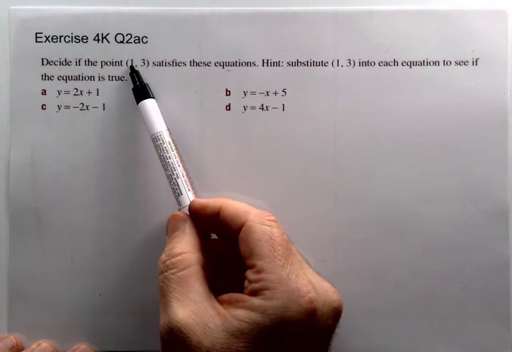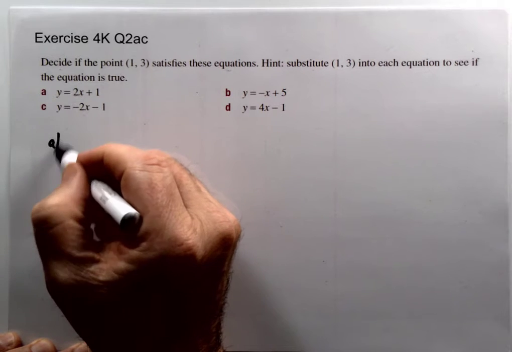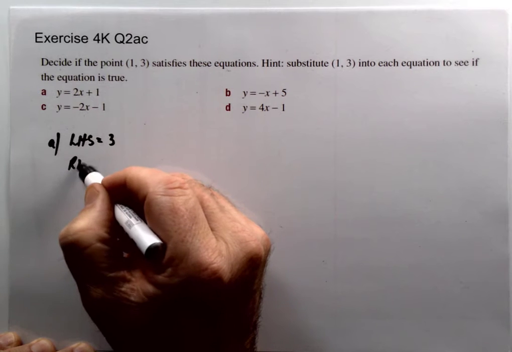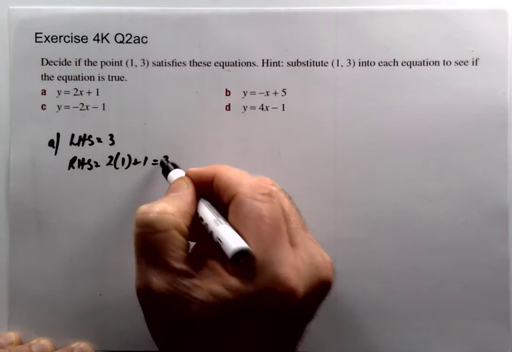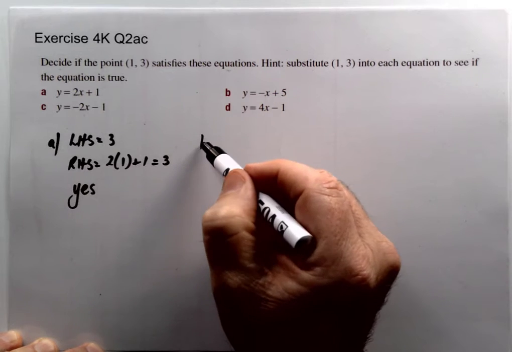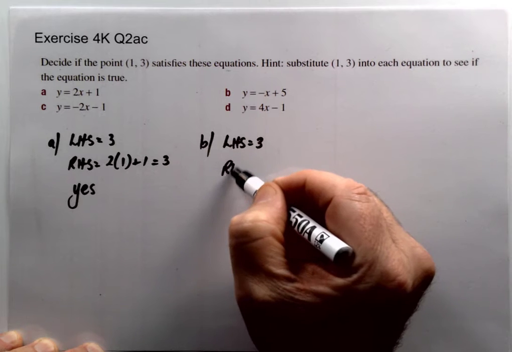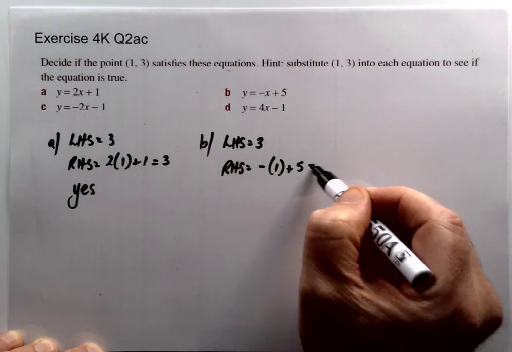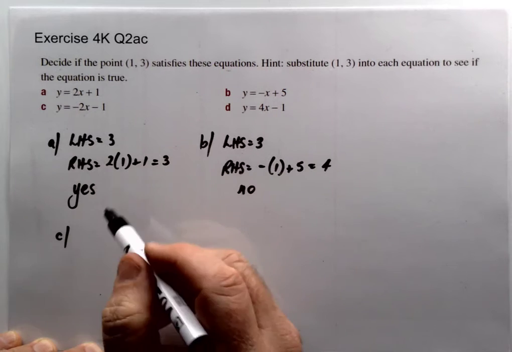We need to work out whether 1, 3 satisfies these equations, so we're just going to substitute into each one. For the first one, the left-hand side is just the y value, which is 3. The right-hand side is 2 lots of the x value plus 1. That's also 3, and therefore, yes, it does lie on the line. For b, the left-hand side again is equal to the y value. The right-hand side is going to be equal to minus the x value plus 5, which is equal to 4. So they're not equal, so no, it's not on that line.